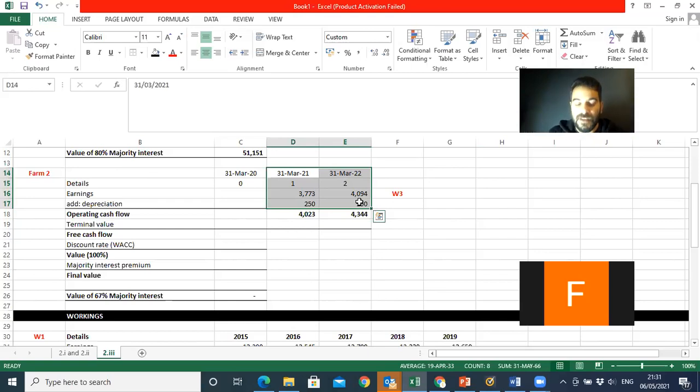So the same, we only have specific information for a period of 2 years. Therefore, our explicit period is 2 years. So now we'll work out the continuing value.